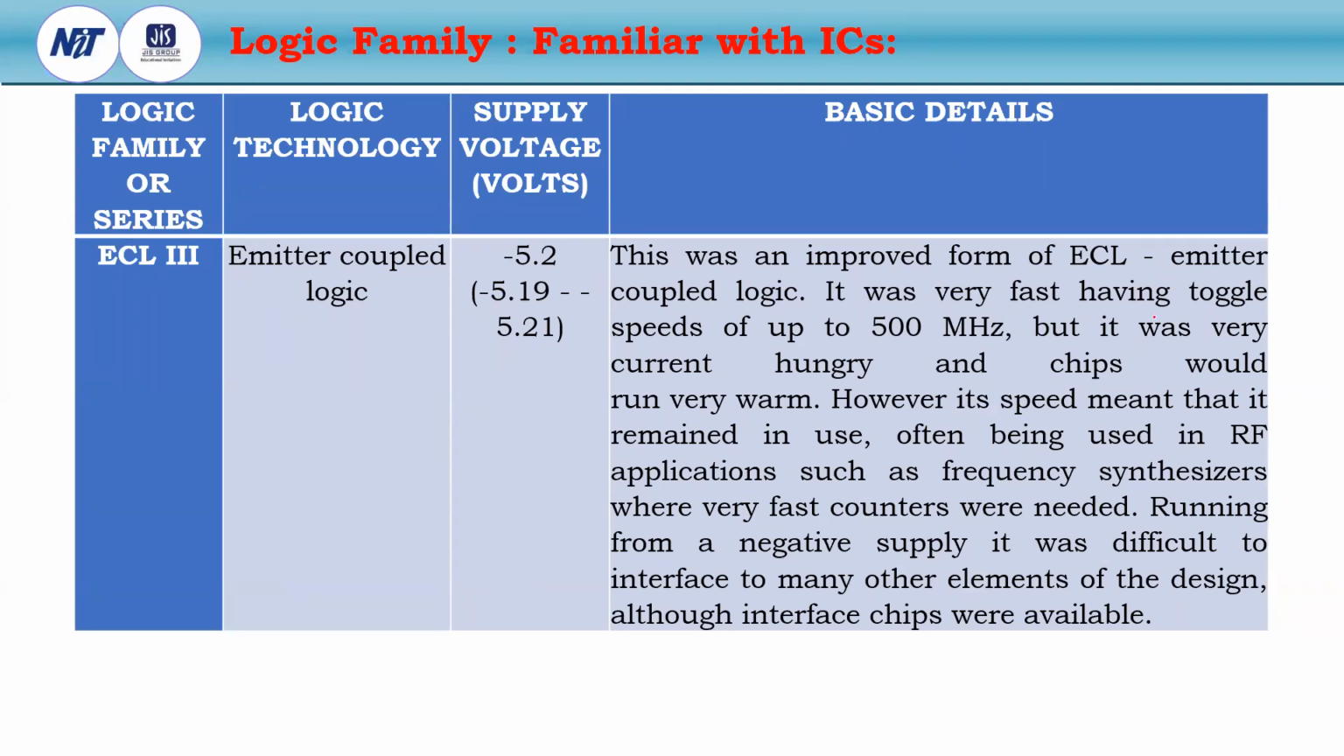Very fast, toggle speed up to 500 megahertz, and the chip would run very warm. So this is the disadvantage, but its speed means that it remained in use, because the toggling speed is up to 500 megahertz. So as the frequency synthesizers, where very fast counters are needed, this type of ICs are used.